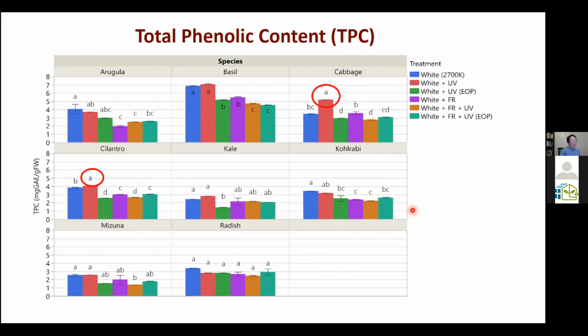And then if we look at the total phenolic compounds, we see some differences here and there. Like here in cabbage, we saw white added with UVA resulted in high total phenol contents, and the same for cilantro. And then here we did not see a clear trend. For example, these three with far red added seem a little lower, but not in other treatments. Here, there's some tendency.